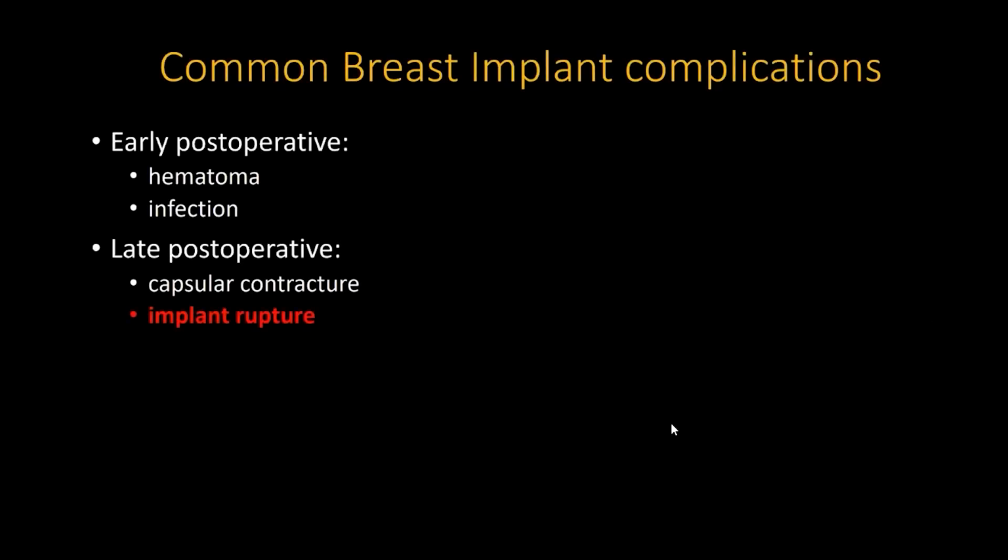So what are the common breast implant complications? If you read online on the FDA website, there are lots of potential complications associated with that. Today, let's just focus on the most common ones. Immediately after the surgery, a patient can have a hematoma or infection. Later after surgery, like a month or years after, a patient can develop capsular contracture or implant rupture. In this lecture, we are going to focus more on implant rupture because it's a more common complication.